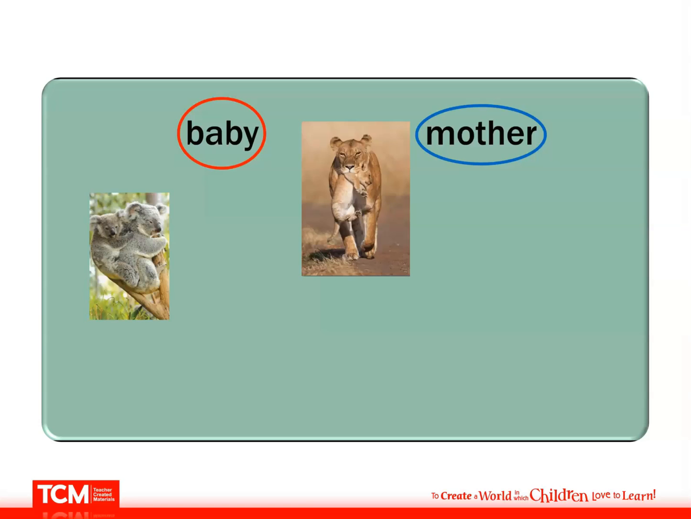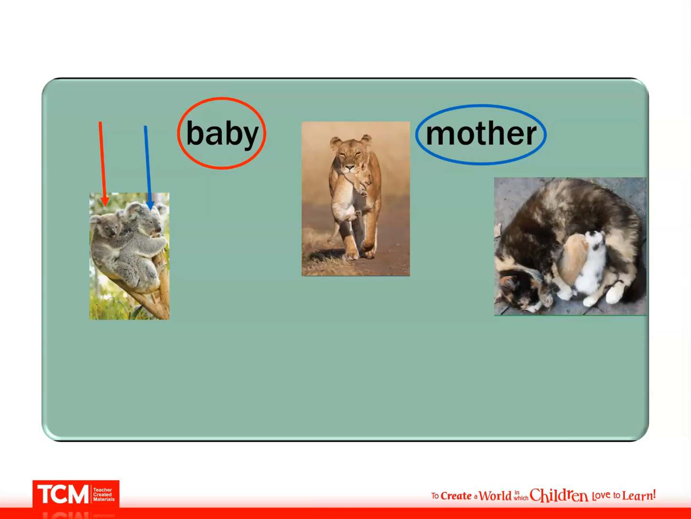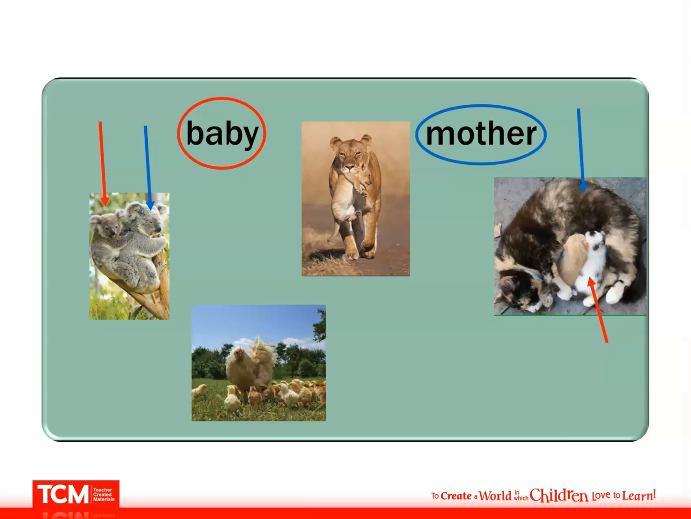Let's look at some pictures to help us remember what is a baby and what is a mother. Baby, mother. Here is a cat. Here is the baby. Here is the mother. Here is the mother. Here is the baby. And finally, let's look at that picture that we've looked at the whole time. Here is the baby. Here is the mother.